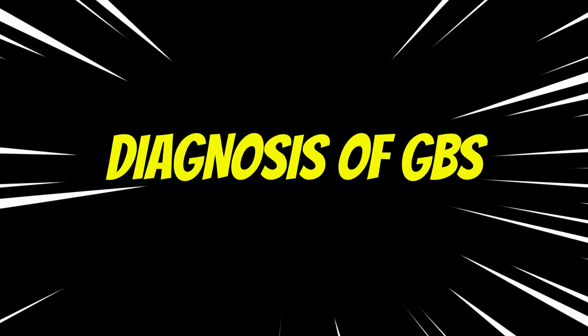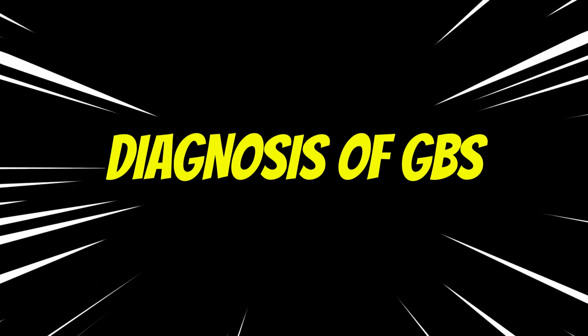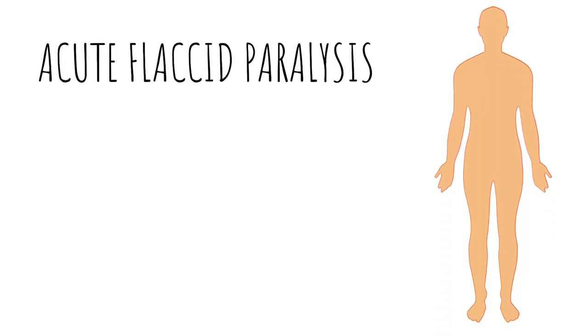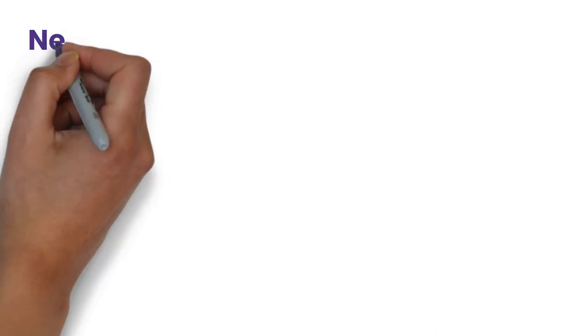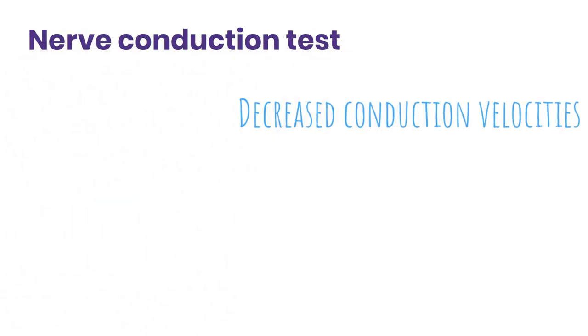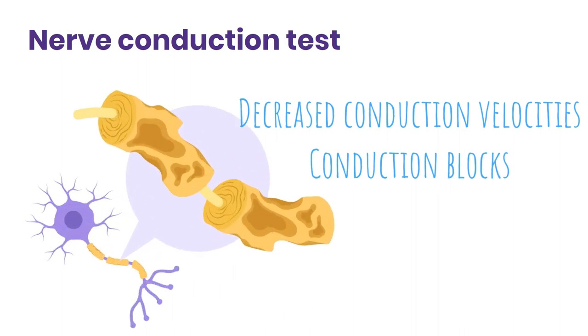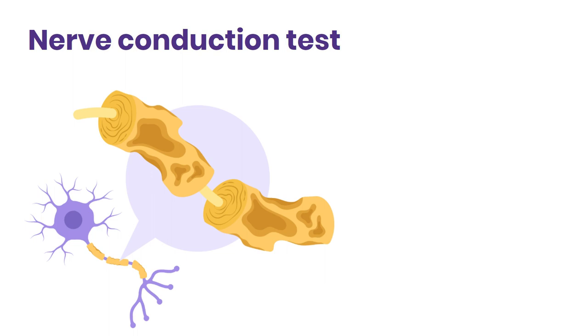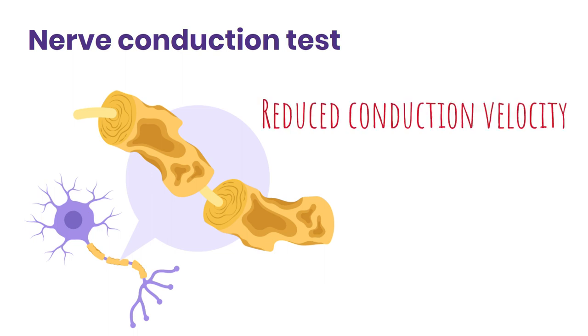Diagnosis of Guillain-Barre syndrome. Diagnosis of Guillain-Barre syndrome is based on the typical clinical picture of acute flaccid paralysis. We can do a nerve conduction test. Decreased conduction velocities or conduction blocks are indicators of the demyelination process. So in Guillain-Barre syndrome, you can get reduced conduction velocity.